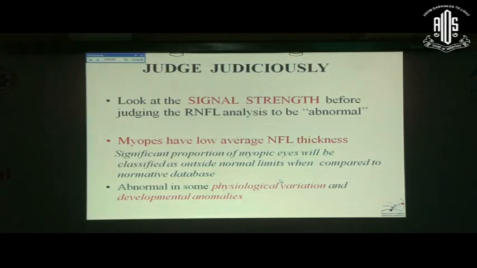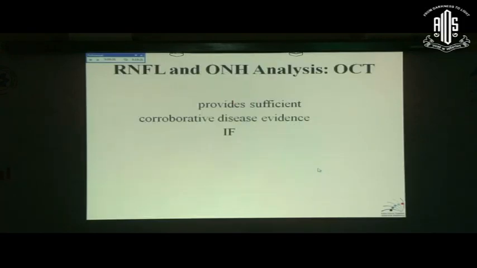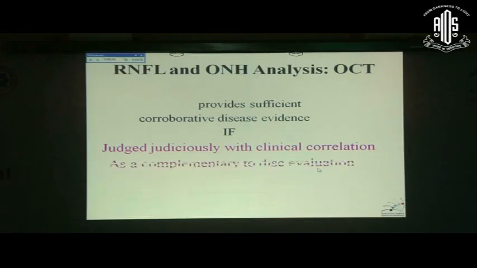A few points: myopes have low average nerve fiber layer thickness, so a significant proportion of myopic eyes will be classified as outside normal limits when compared to the normative database, and it is also abnormal in some cases of physiological variation and developmental anomalies, which is very important to differentiate glaucomatous from pseudoglaucomatous. The retinal nerve fiber layer and optic nerve head analysis in OCT provides sufficient corroborative disease evidence if judged judiciously with clinical correlation and as a complement to disc evaluation.